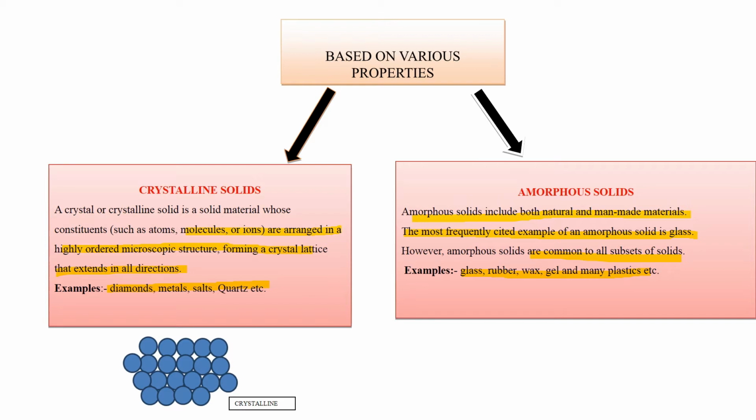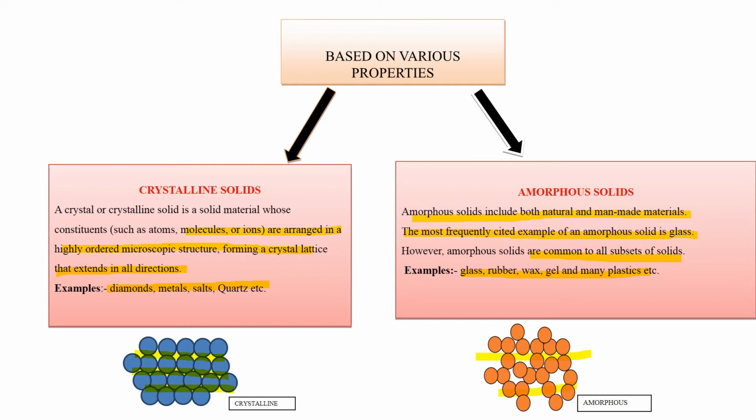And this is the arrangement of molecules, atoms or ions in a crystalline solid. And this is the arrangement of atoms, molecules or ions in an amorphous solid.